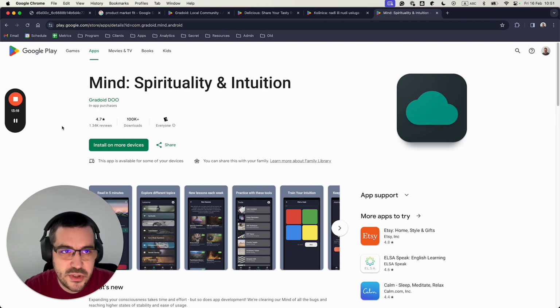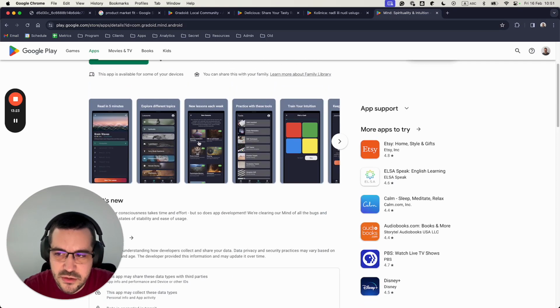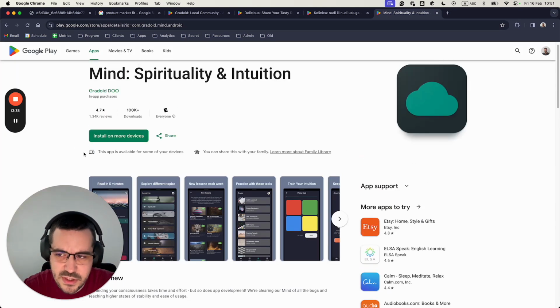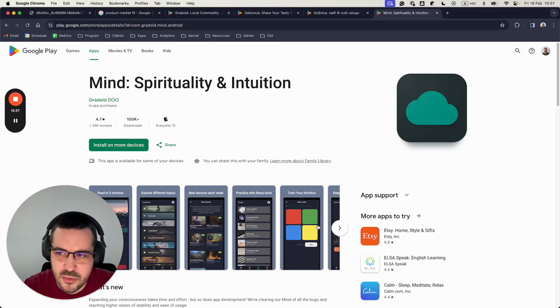And then user experience is as simple as it gets. You have lessons, you have topics, you pick your lesson, and off you go. You have 5 minutes, in a day you can always find 5 minutes, and you just read through the lesson, and that's it. So simple stuff. And there are also some tools to help you with intuition and some other practices, but that's basically it. So the product is also good, and user experience is good, and there you go. That's why this app brought more than $100,000, and the others didn't.